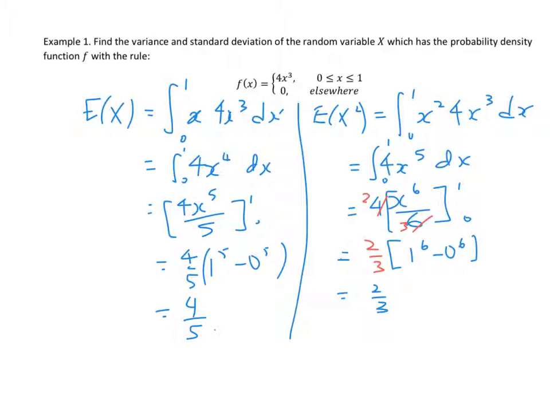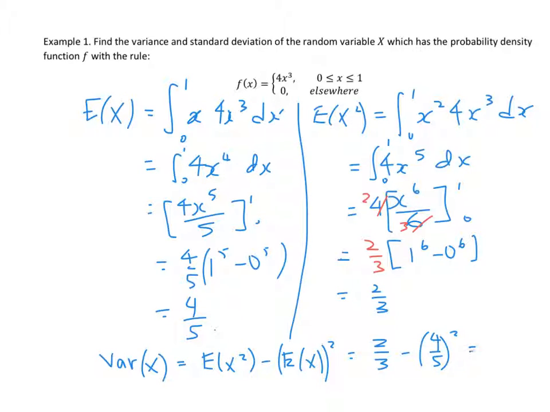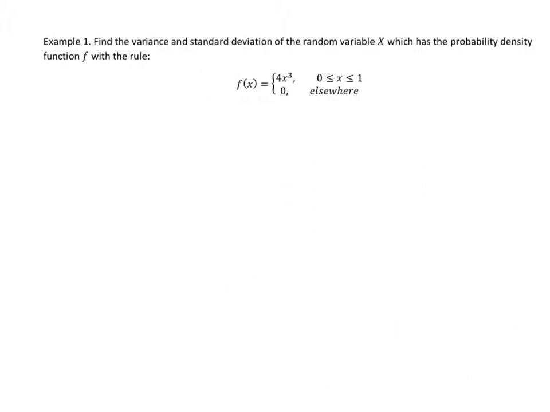So therefore, the variance of x is E of x squared minus E of x all squared, which is 2/3 minus 4/5 squared. Using my calculator, that gives me 2 over 75. So we have the variance of x is 2 over 75.